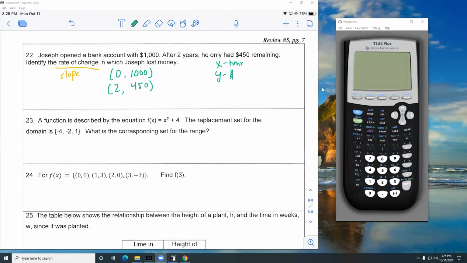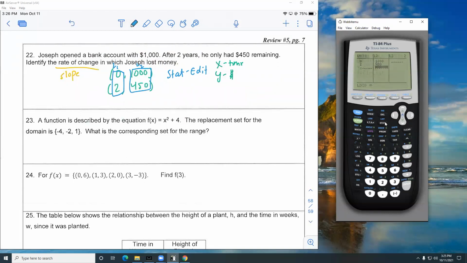Now that I have 2 points, I'm going to put this in stat edit, just to make my life a lot easier. I'm going to put my X's in L1, and my Y's in L2. So let's go stat edit. I already have things in my list, so I go up to L1, press clear and enter. Do the same thing with L2. In L1, I'm going to type in 0 and 2. Then in L2, I'm going to type in 1,000 and 450.